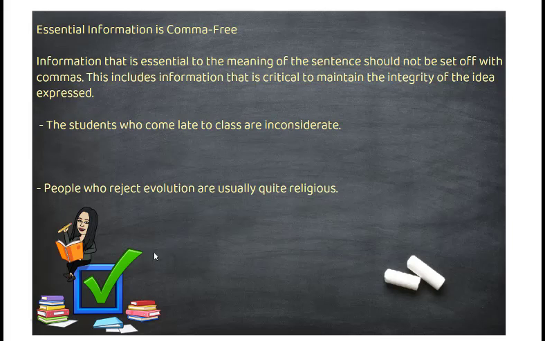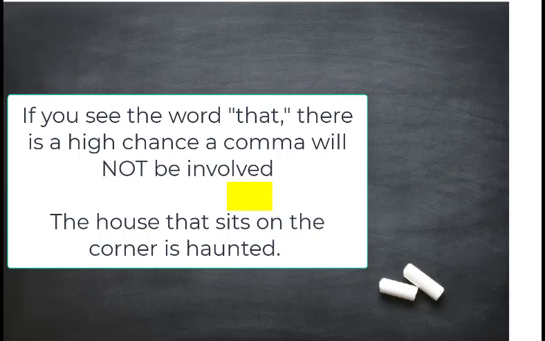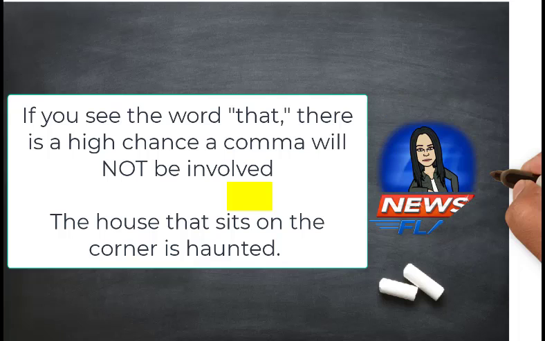People who reject evolution are usually quite religious. Of course, again, we can say people are usually quite religious, but if we say that, we're not sure who we're talking about, so we add the phrase who reject evolution for clarification purposes, okay? Now again, if you see the word that, then it is essential information. The word which, however, can be essential or non-essential, okay?